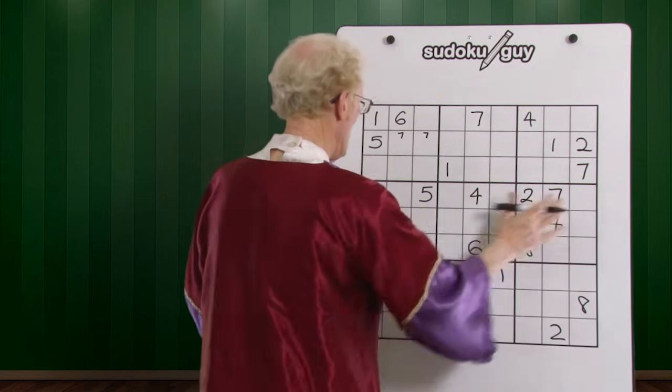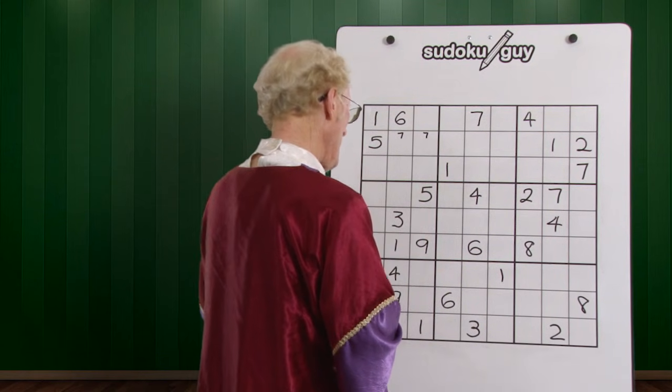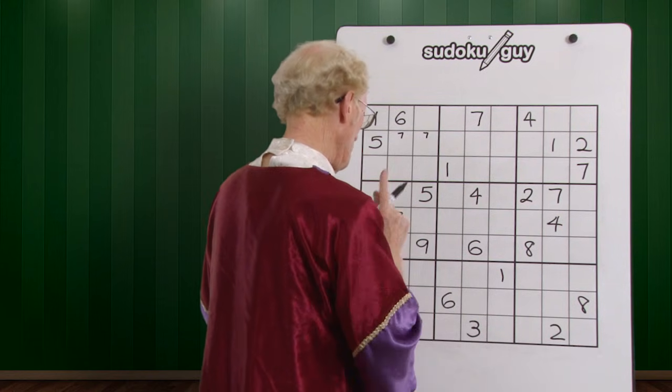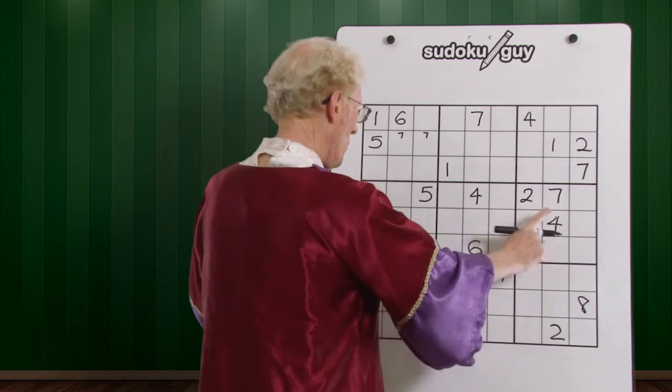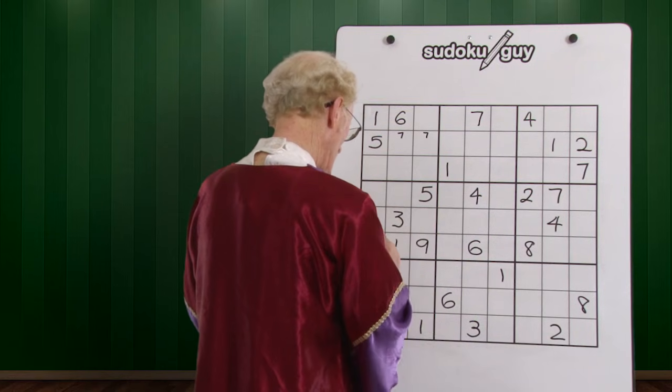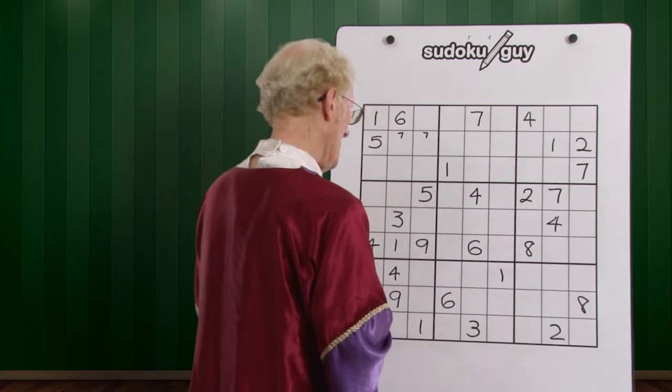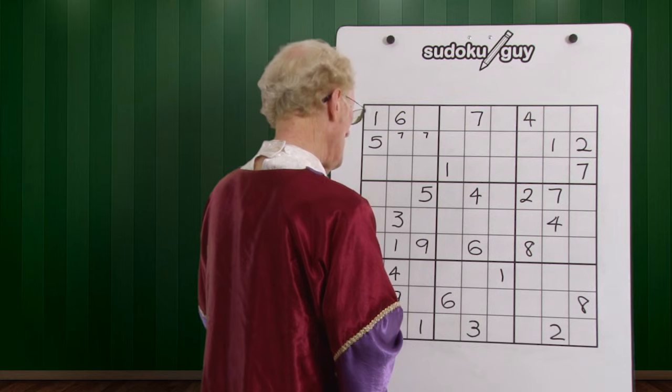We'll go on to these 3 blocks. 1s, well, we only have 1 1. 2s, we only have 1 2. 3, 1 3. 4, 2 4s. We have a middle and a top. This one has to be a 4. 5s, only 1 5. 6, only 1 6.